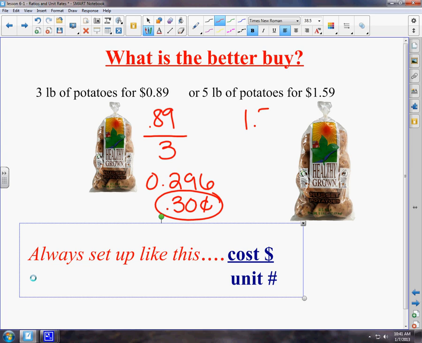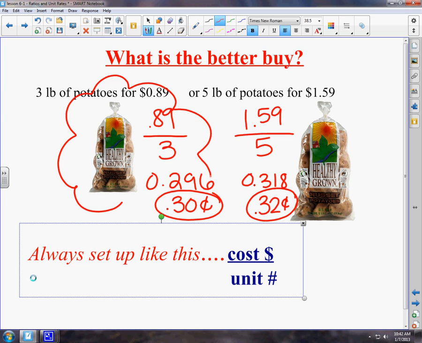Or I'm going to do $1.59. Remember, the money always goes on top. Divided by 5, and that equals 0.318. So that would be 32 cents. So this bag is the better buy. The smaller bag is the better buy.